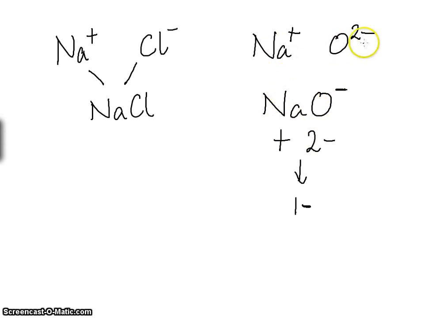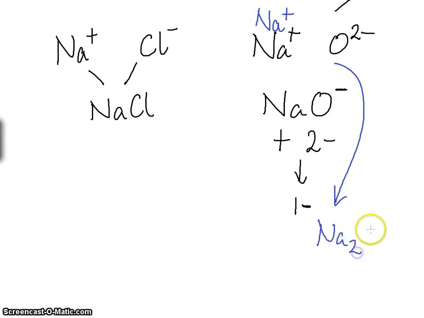So the best way to think about it is if you've got a 2 minus charge here and each sodium only provides a 1 plus, then we need to just add in an extra sodium here. So balancing this out, we've then got 2 pluses and 2 minuses, so overall this would be Na2O. So now we have plus, plus and 2 minuses, and overall that balances out as 0. So a couple more examples of that one.